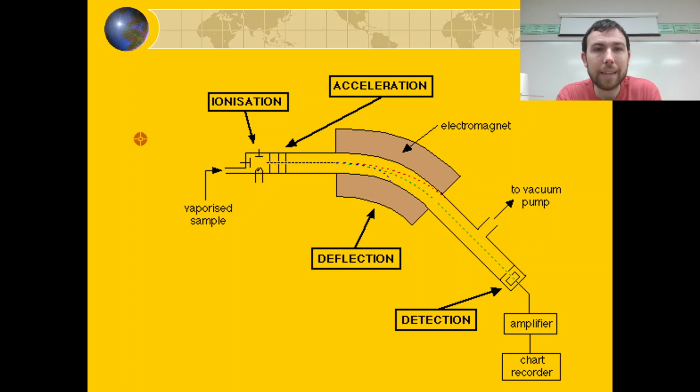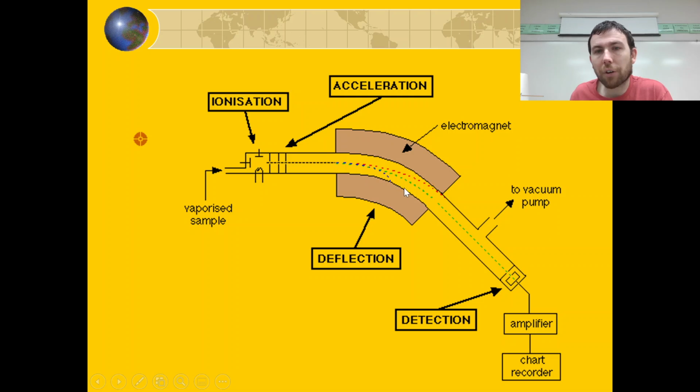Now, once it's ionized, it's going to start to move and pass through this area of acceleration. It's going to speed up the particles as they're moving, right? So now you've got these gaseous ions that are moving through your mass spectrometer. As they're moving, they're going to come in contact with an electromagnet. The purpose of the electromagnet is to cause those gaseous ions to deflect.